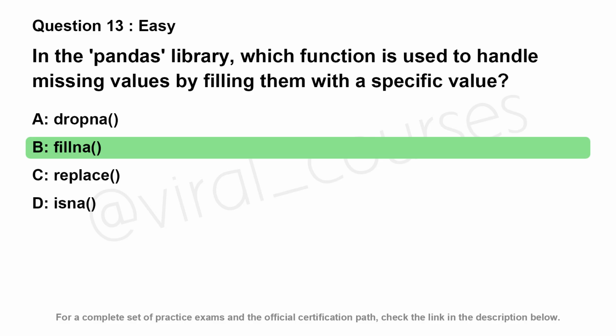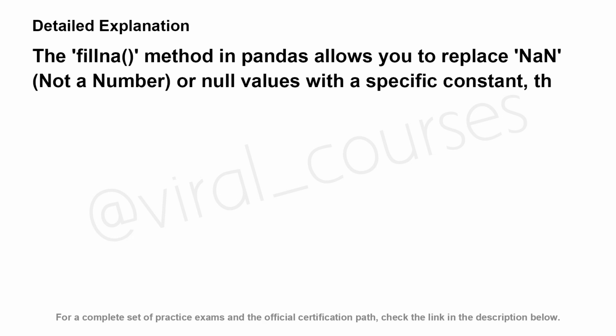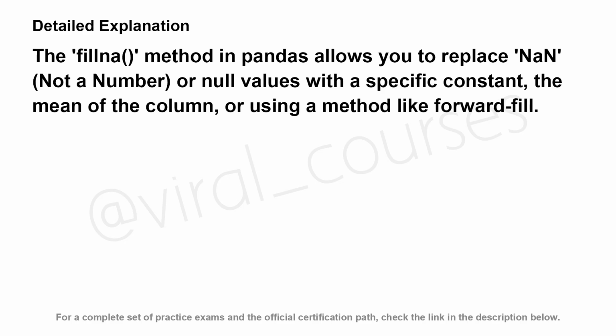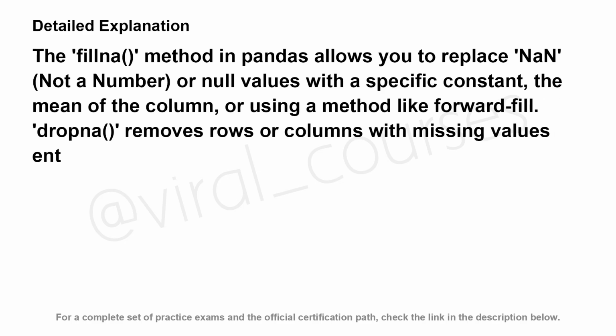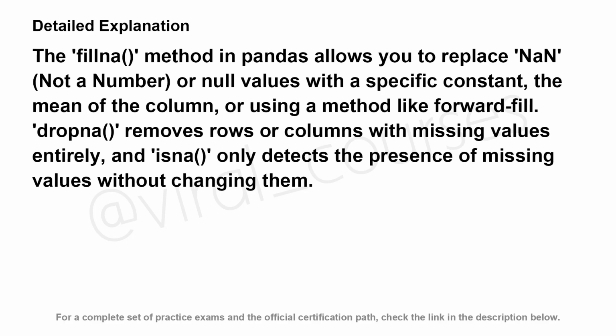The correct answer is B. The fillna method in pandas allows you to replace NaN, not a number, or null values with a specific constant, the mean of the column, or using a method like forward fill. Dropna removes rows or columns with missing values entirely, and isna only detects the presence of missing values without changing them.